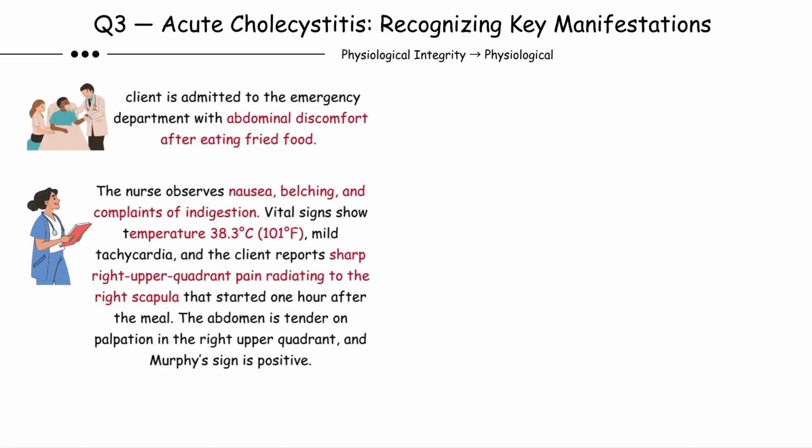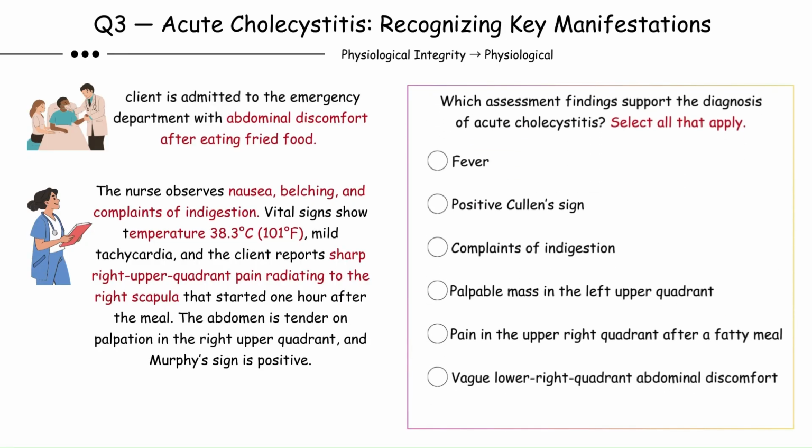On exam, the right upper quadrant is tender and Murphy's sign is positive. Which assessment findings support acute cholecystitis? Select all that apply. Option 1, fever. Option 2, positive Cullen's sign. Option 3, complaints of indigestion. Option 4, palpable mass in the left upper quadrant. Option 5, pain in the upper right quadrant after a fatty meal. Option 6, vague lower right quadrant abdominal discomfort.